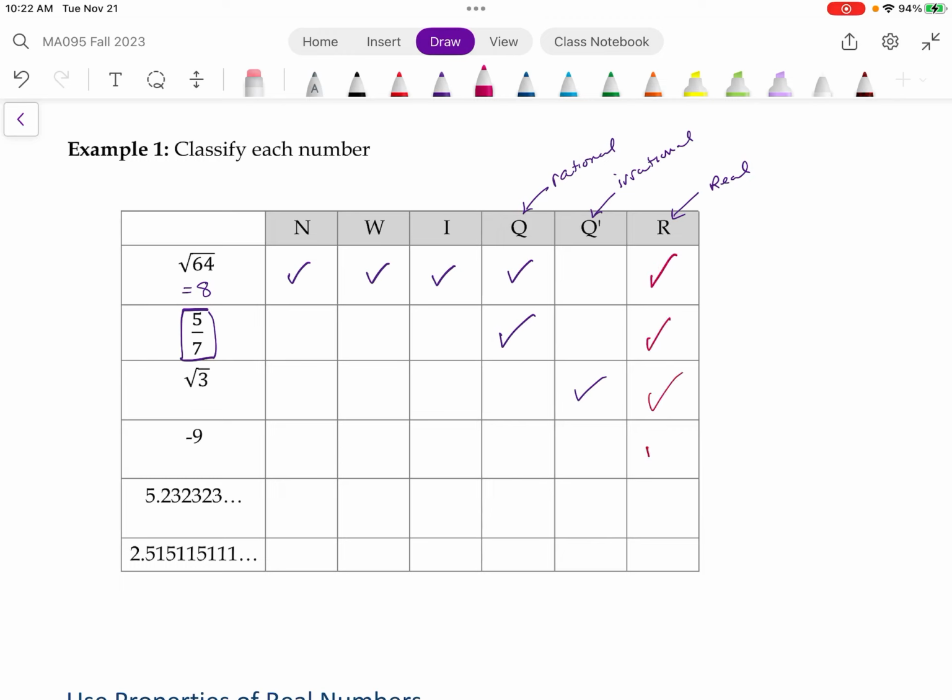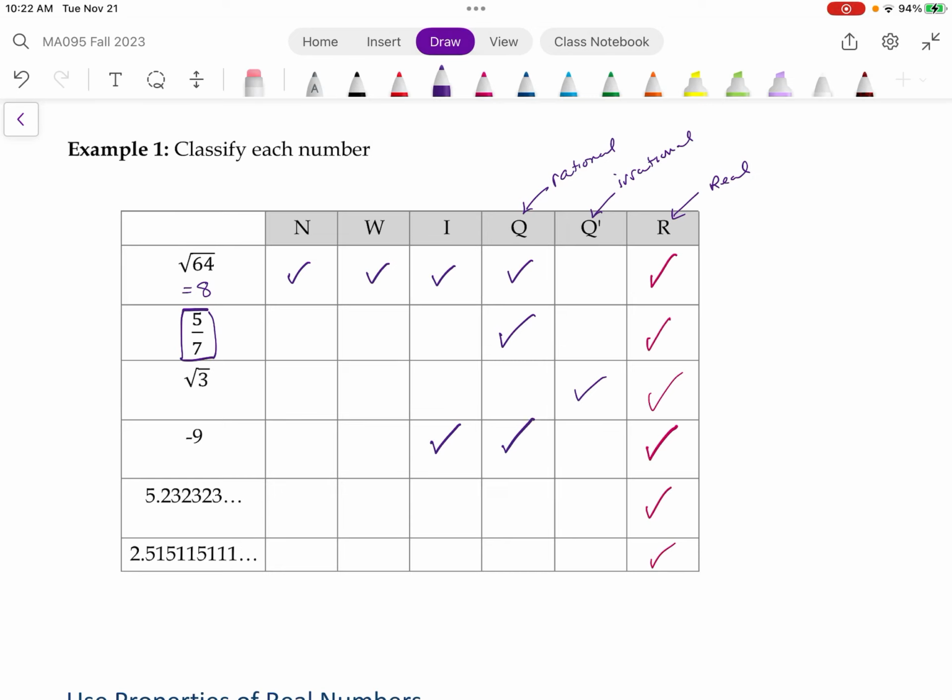Is -9 real? Yes. Is the next one real? Yes. Is this one real? Yes. All the numbers you're going to see in this class are real. All right, so let's go back to -9. -9 is not natural because it doesn't include the negatives, and it's not whole because those don't include the negatives, but it is an integer, which means it's also rational.